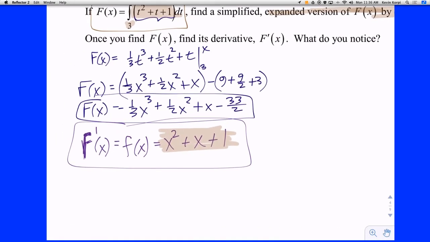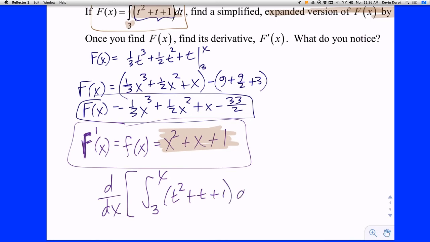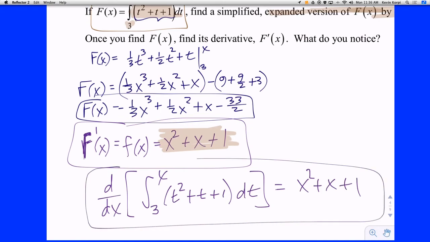So here's what we can claim now. We can claim that the derivative with respect to x of the integral from 3 to x of t squared plus t plus 1 with respect to t is just x squared plus x plus 1. That's what we just proved. The derivative of the integral of the integrand is just the integrand. Start with a number 5, multiply it by 4, divide it by 4. You're back with what you started with, the number 5.